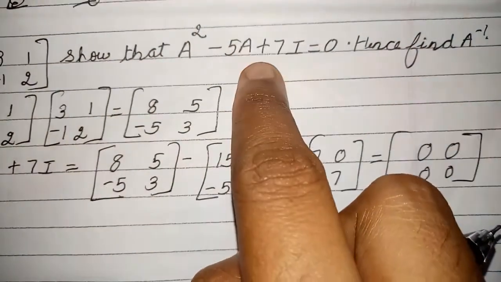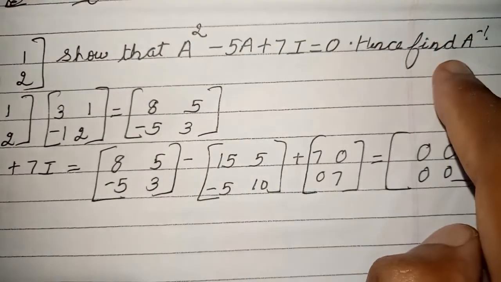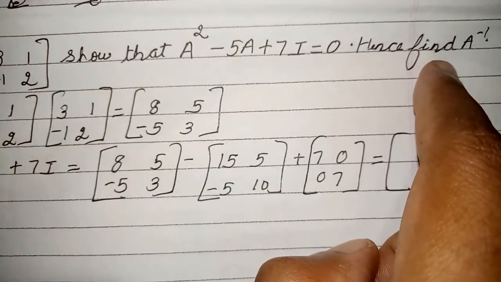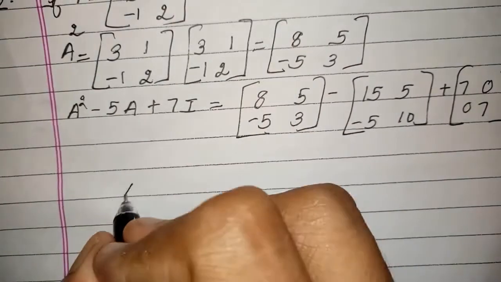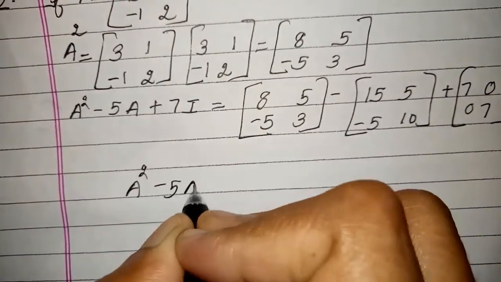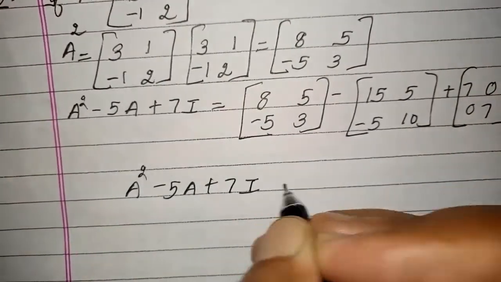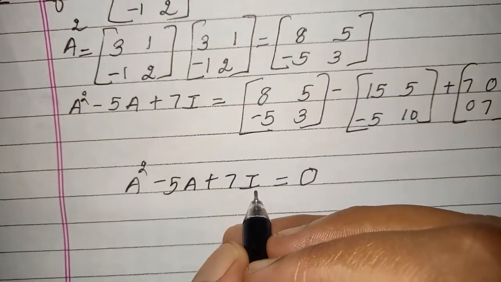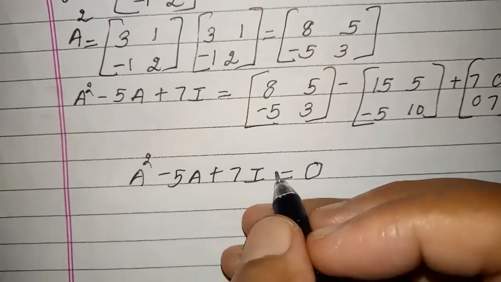Now you have to use this and hence find A inverse. Hence find A inverse means what? From this equation you have to deduce and find the value of this. Okay, so let me write the equation: A square minus 5A plus 7I. Children, whenever it is said that hence find A inverse, that means you have to make use of this equation. You are not going to use elementary transformation or adjoint method.